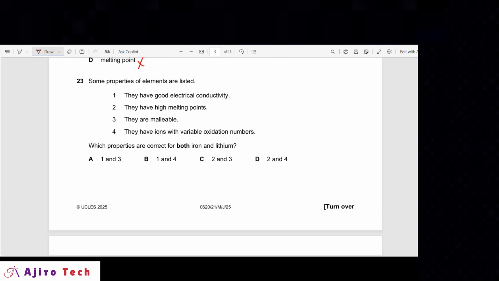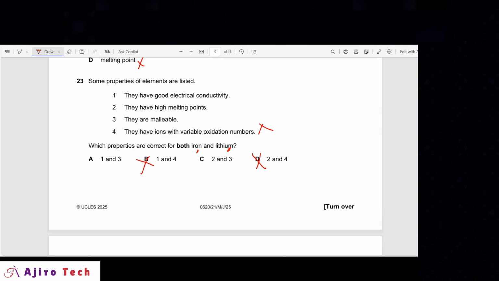For the next question, some properties of all elements are listed. Which properties are correct for both iron and lithium? Now, you know, iron is a transition element, while lithium is a group 1 element. So we have to factor that in. Only transition elements have variable oxidation state, so anything that has 4 is wrong because lithium is not a transition element.